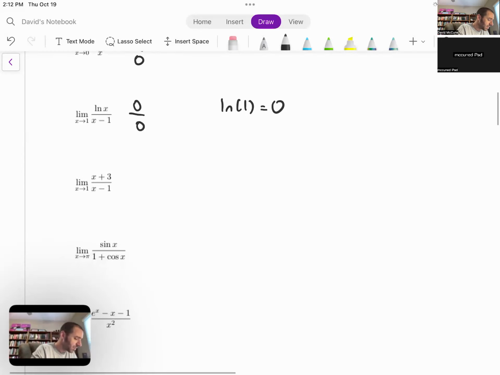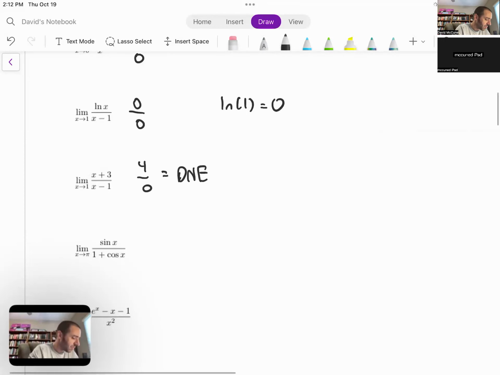Okay, the next one. This one, as x goes to 1, I get a 0 down below. But as x goes to 1, I don't get 0 up top. So this is like 4 over 0. I know what to do with that. That's a DNE from chapter 2. So you have to be a little careful. It's not like every limit we see now has 0 over 0 or infinity over infinity form.